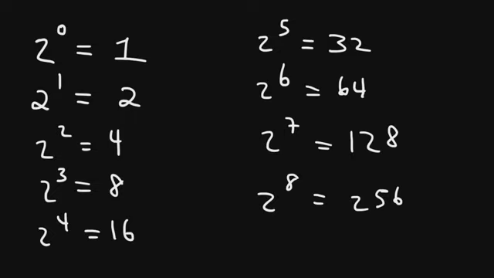And so, if you know these values, you can quickly perform the operations that are necessary when converting a binary number into a decimal number. So let's try another example, 11011. Go ahead and convert this number into a decimal number.